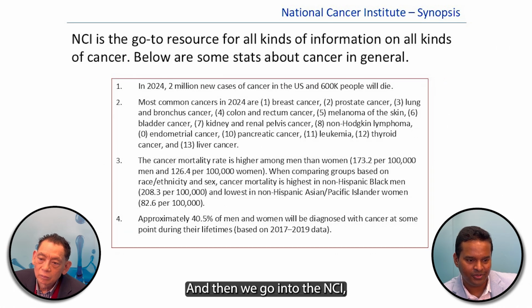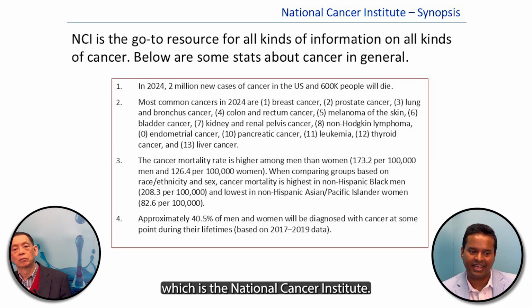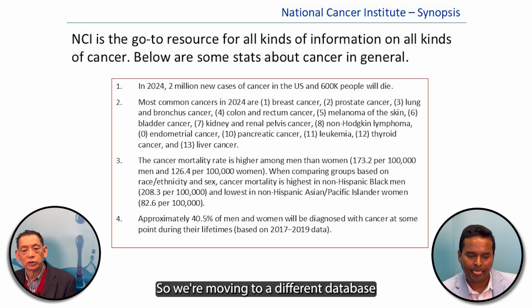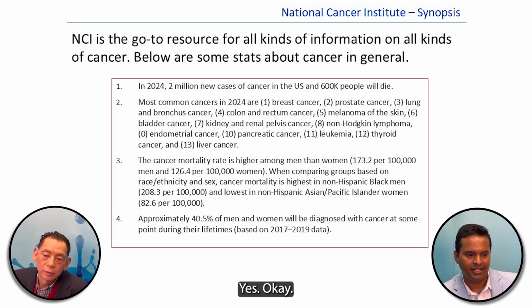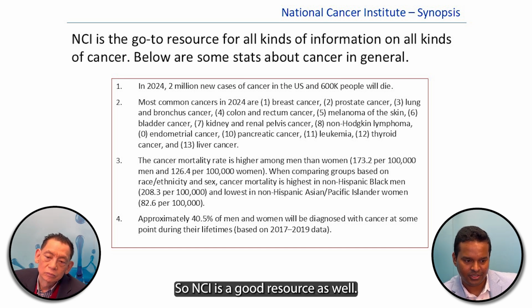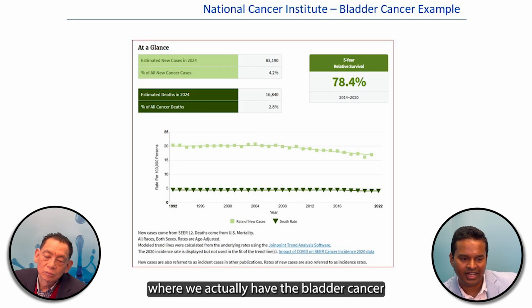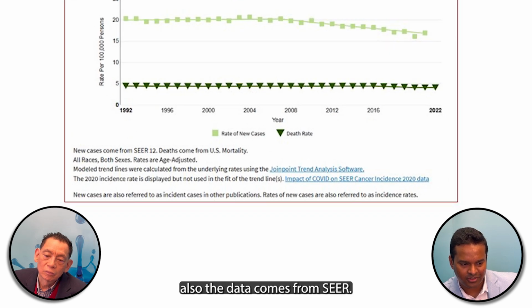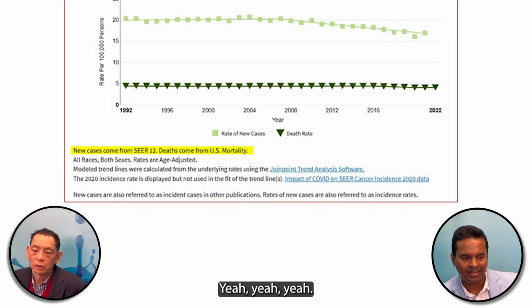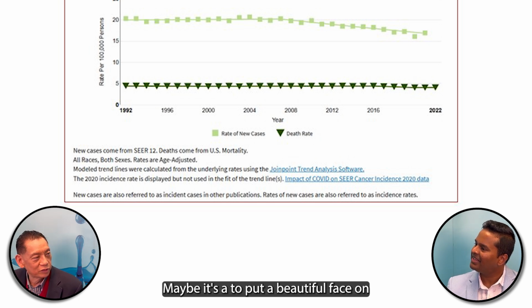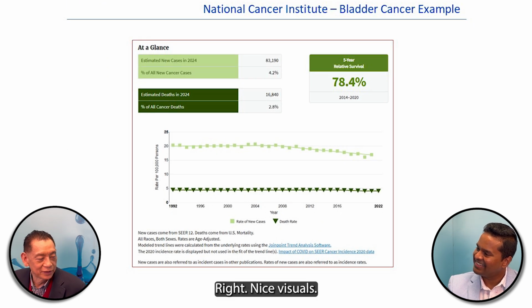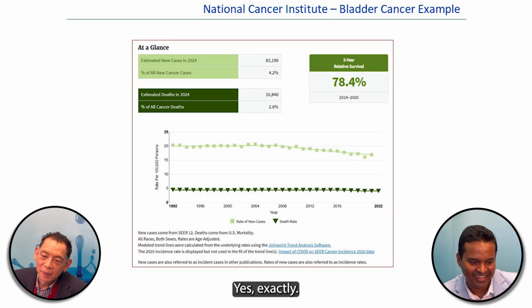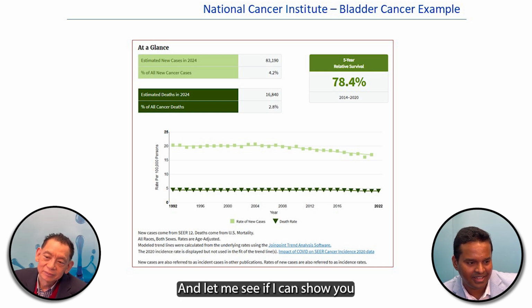And then we go into the NCI, which is the National Cancer Institute. So we're moving to a different database here. Yes. So NCI is a good resource as well, and they have mortality. And this is where we have the bladder cancer, and we can see the stats. And if you see, the data comes from SEER. But maybe they put a beautiful face on it. Exactly. It looks good with nice visuals. And let me see if I can show you the NCI portal.